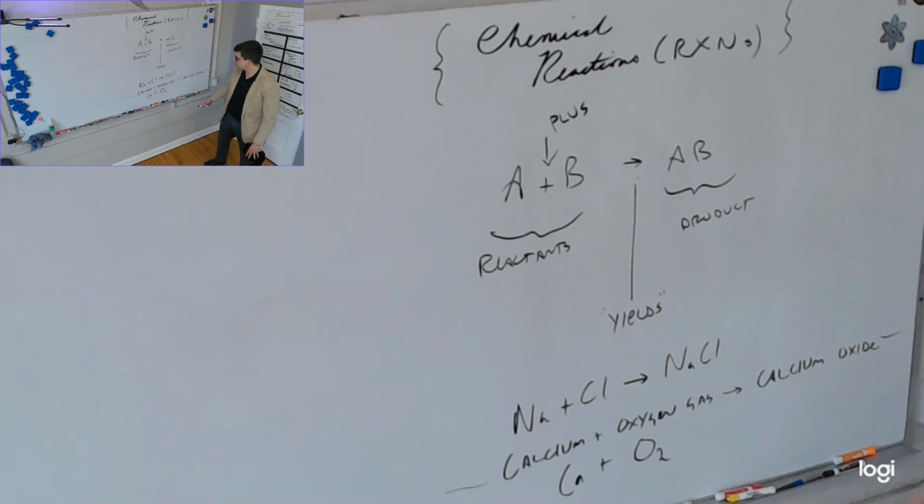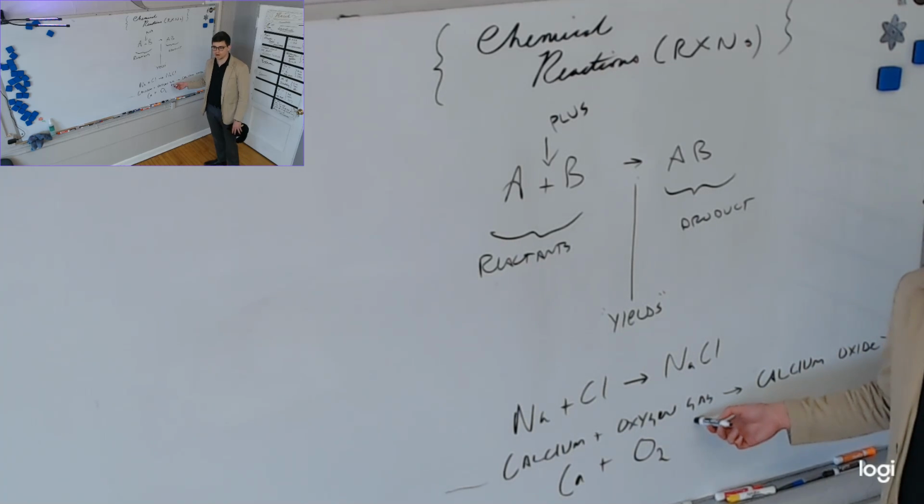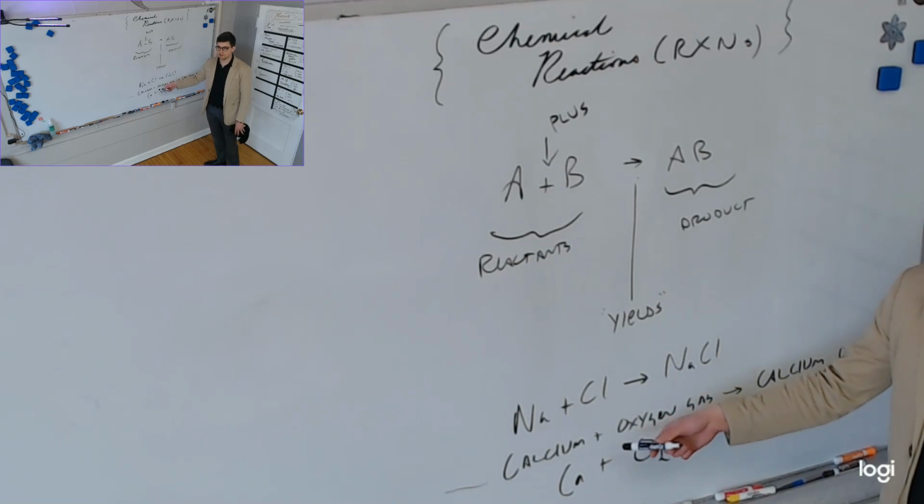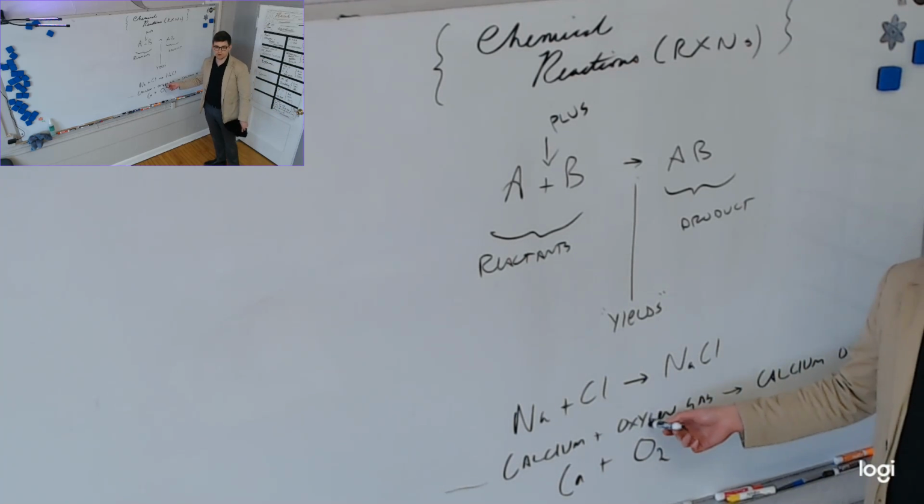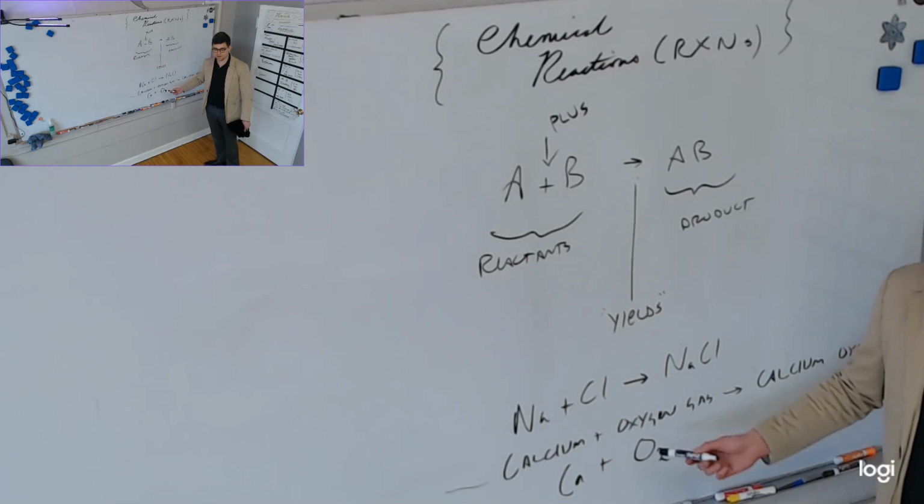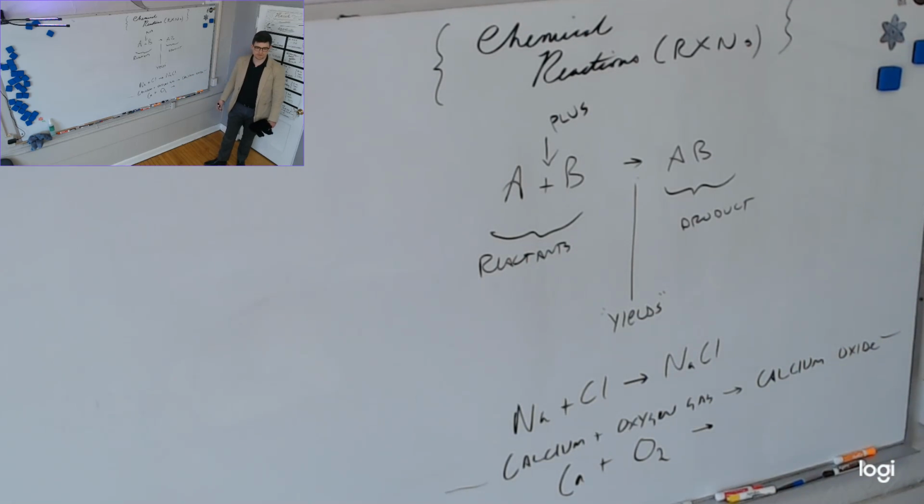Diatomic molecules. So oxygen is one of the diatomic molecules. Anytime you see oxygen or hydrogen or nitrogen or fluorine, chlorine, bromine, or iodine in an equation as a word, it means that thing too. So calcium plus O2 yields calcium oxide. Well, what's the formula for calcium oxide? CaO.